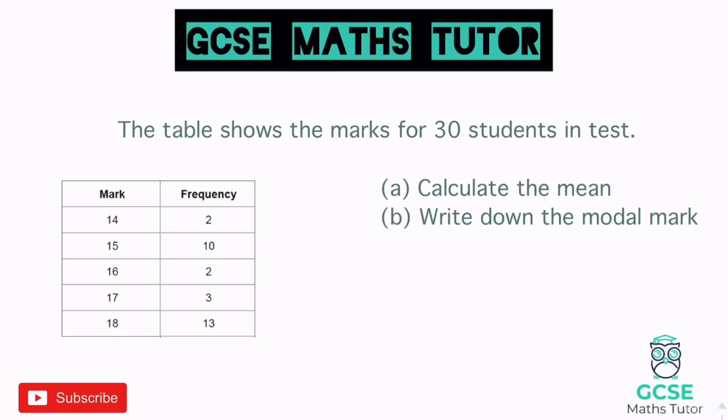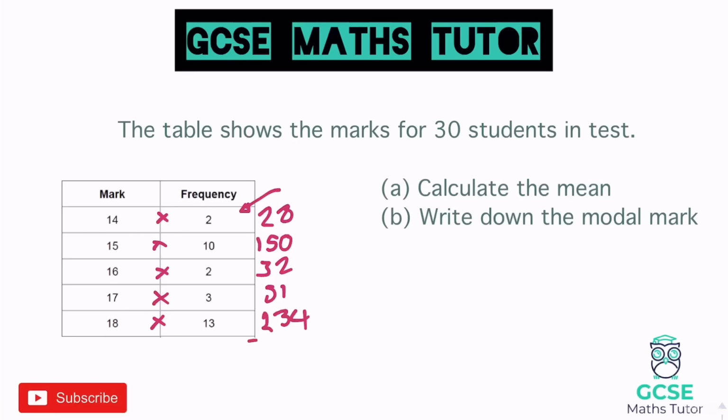If we have a look at this table here, this first row says that there are 2 14s, and if we add together 2 14s we get 28, so we can just times these together to find out what the total is. So that's 28. 10 15s, times those together, is 150. 2 16s is 32. 3 17s, we'll have to work out, I think that's 51. 3 times 17 is 51. And the last one there is 13 times 18, so 13 18s is 234.